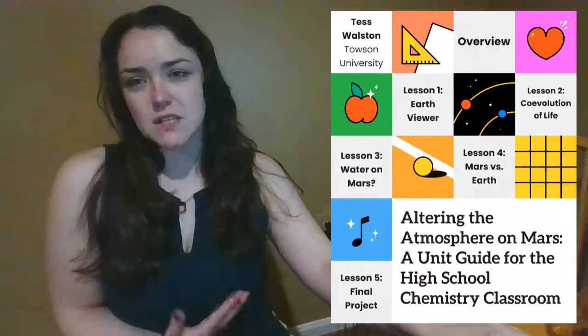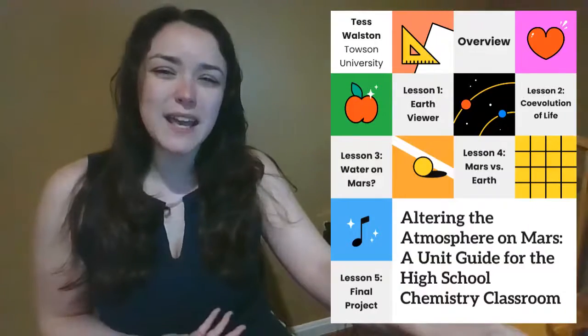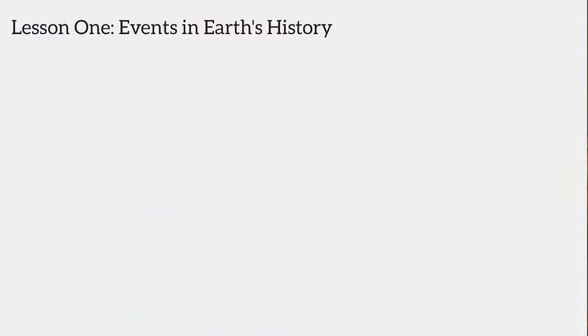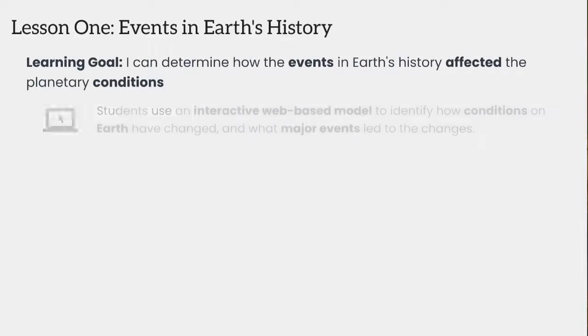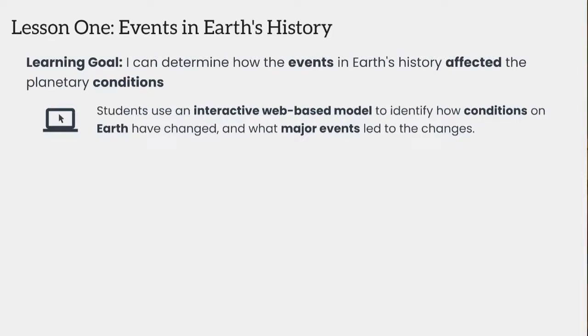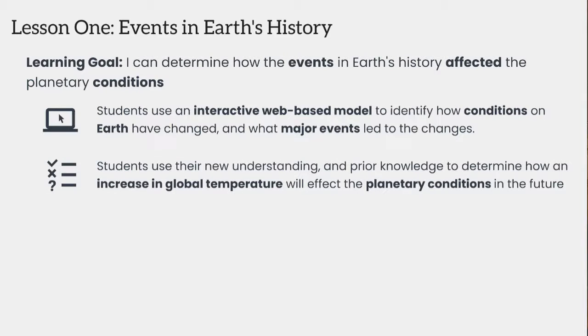First, the general concept needs to be introduced to the students in a way that they can relate to it. In Lesson 1, the goal is for students to be able to determine how the events in Earth's history affected the planetary conditions. The activity has students using an interactive web tool to explore how the major events of Earth's history affected different variables. The assessment of learning comes in the form of having students apply their understanding to a new point of view of the concept, where students need to determine how an increase in global temperature will affect our planet.